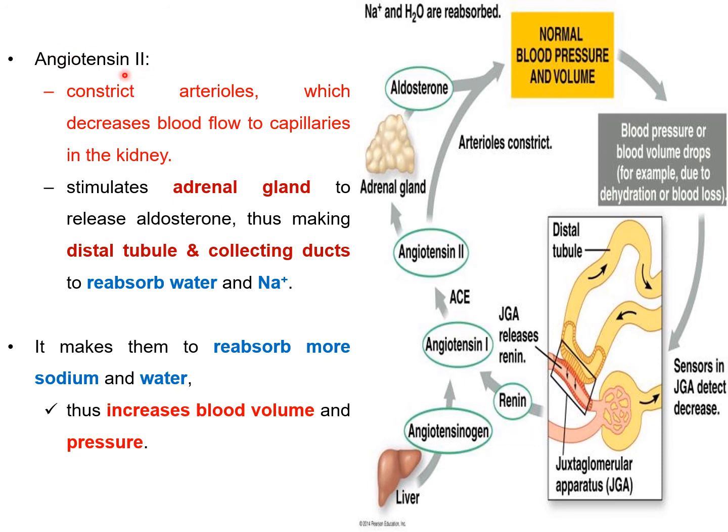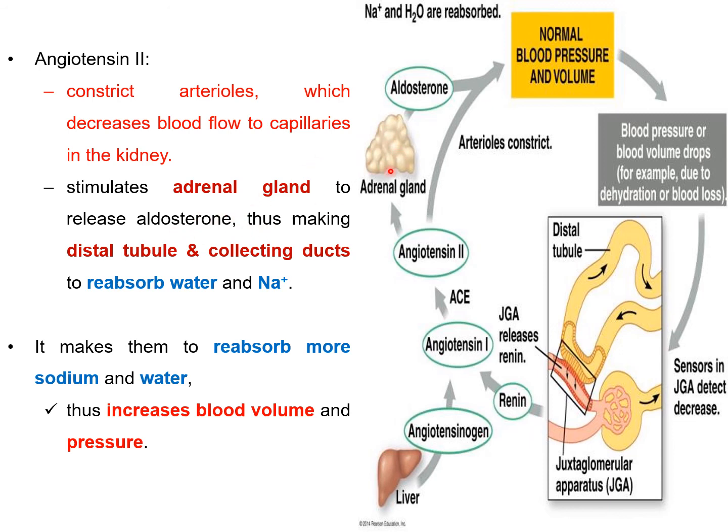The effects of angiotensin 2 is that it constricts arterioles, which decreases blood flow to the capillaries in the kidney. So this will reduce the blood flow to the kidney so that less filtrate will be produced, to produce less urine. Okay, to reduce water loss from the formation of urine. And then it also stimulates the adrenal gland to release aldosterone. So this is the adrenal gland. As you know, it is located just above the kidney.